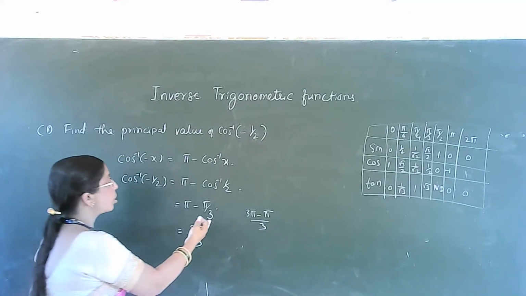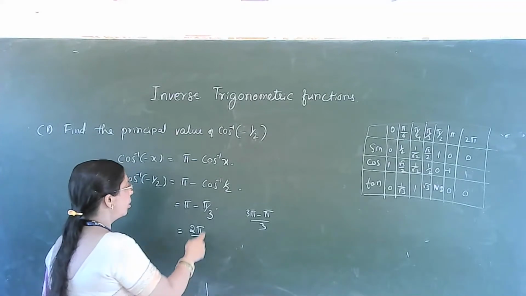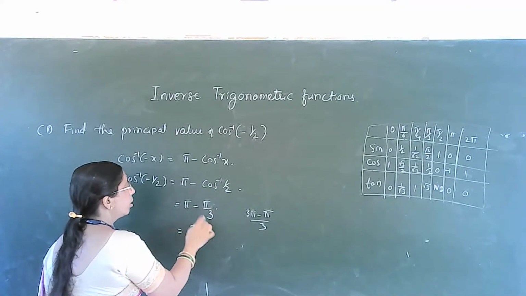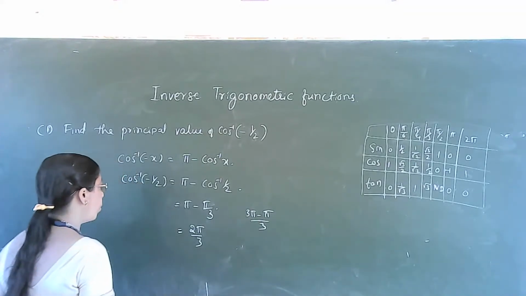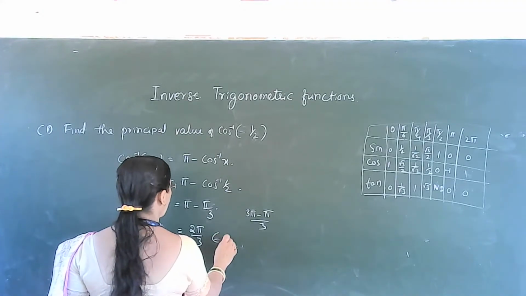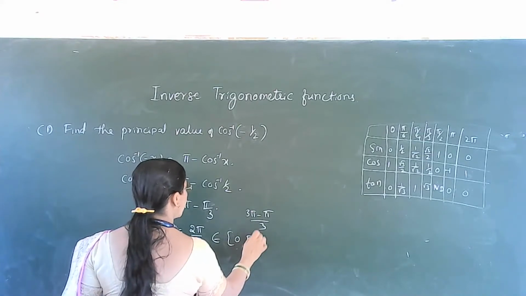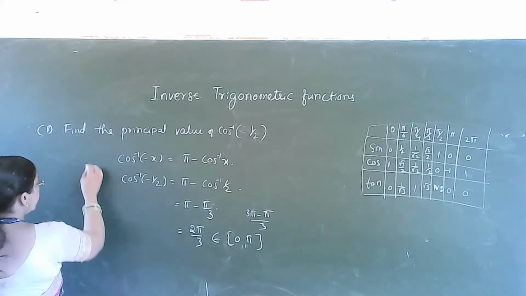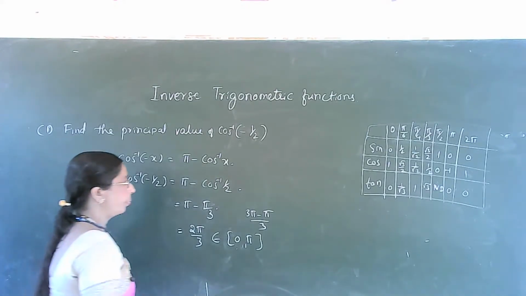Some students ask this type of question also: how can you get 2π by 3? Here π minus π by 3, the fraction's denominator is 3. Therefore, 3π minus π is equal to 2π by 3. Then it belongs to 0 to π.